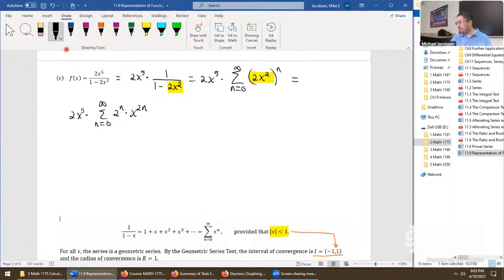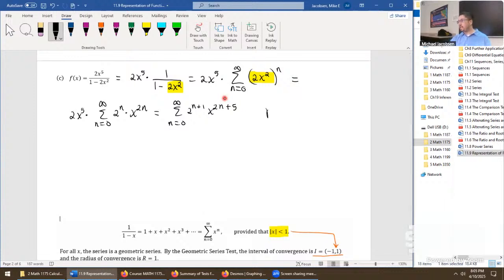Let me fix my formatting. That means this time all the coefficients in front can combine with what we have inside. So this is a sum from 0 to infinity of 2 to the n, times x to the power of 2n coming from here plus 5 more factors, so x to the 2n plus 5. And finally, that's it. That's our power series.